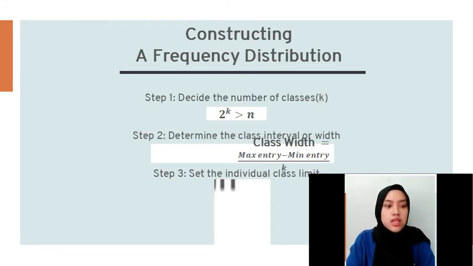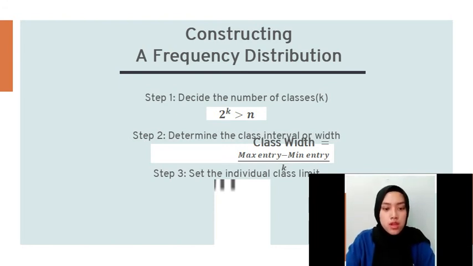The first step is to decide the number of classes, which is k, by using the formula: 2 to the power of k is greater than n. Since our n equals 36, our k equals 6 because 2 to the power of 6 is 64, which is greater than 36. The second step is to determine the class interval or width.